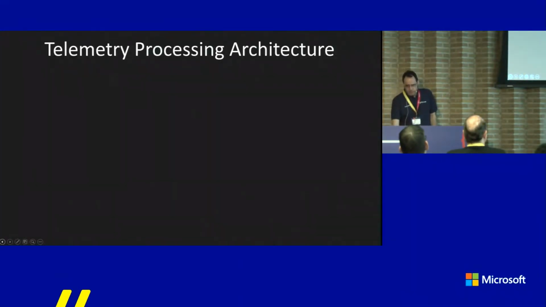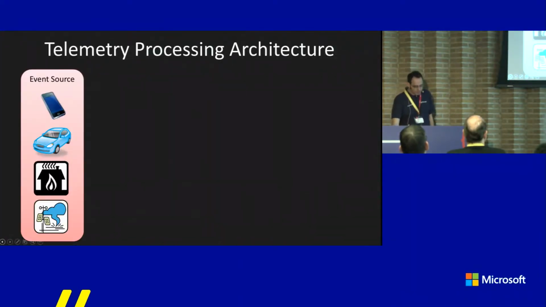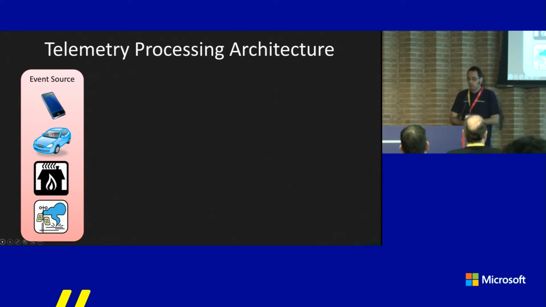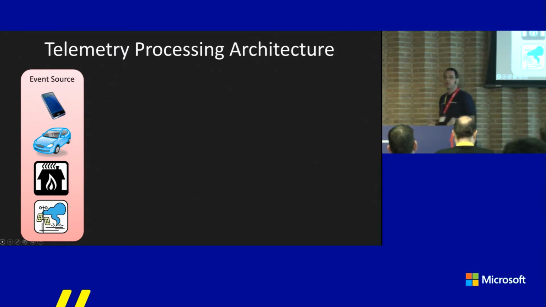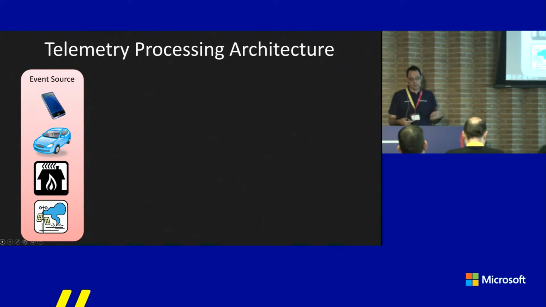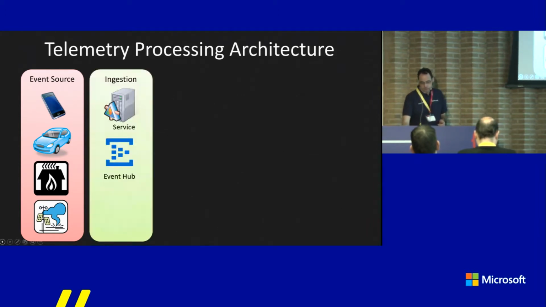So looking at the architecture for telemetry processing, the first thing that we start off with is an event source. The event source is going to be a device. It could be an application running on a phone, it could be a car, it could be a heating system, it could be a weather system. And it's basically something that's going to be generating a stream of telemetry data or readings or events.